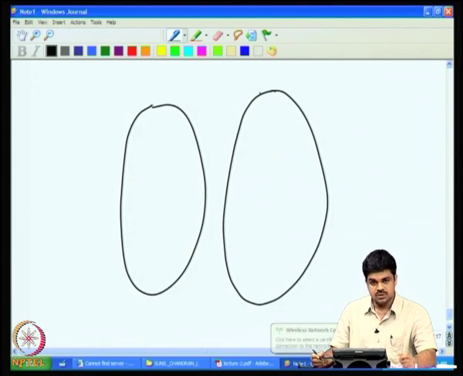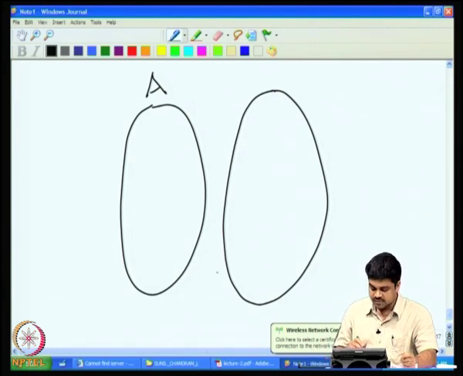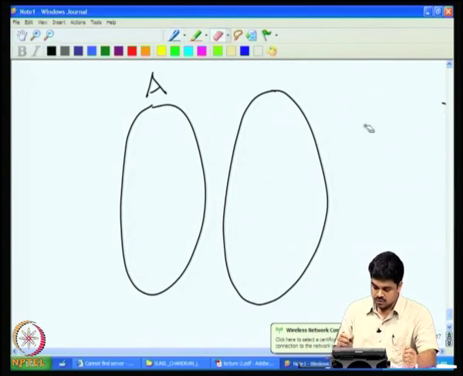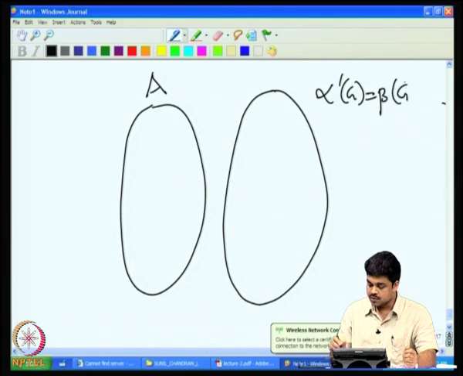Suppose not, suppose Hall's condition is true, but we do not have a matching that matches every vertex of A. In that case, let us say there are some unmatched vertices. We will consider the minimum vertex cover of this bipartite graph. We know that the minimum vertex cover cardinality beta of G is going to be equal to the cardinality of the biggest matching. The minimum vertex cover cardinality is equal to the cardinality of the maximum matching.